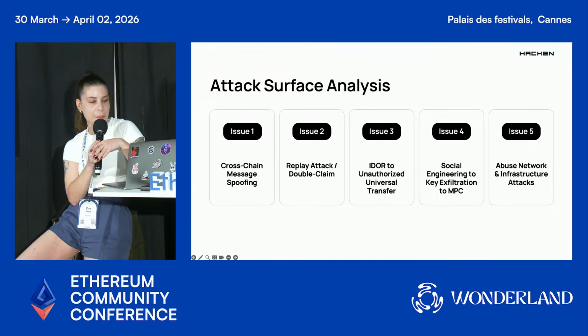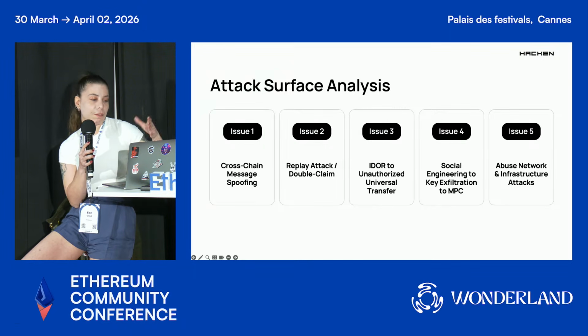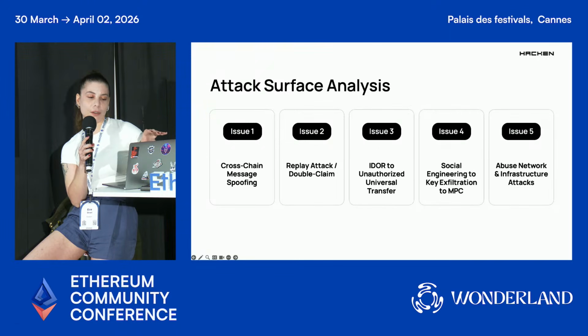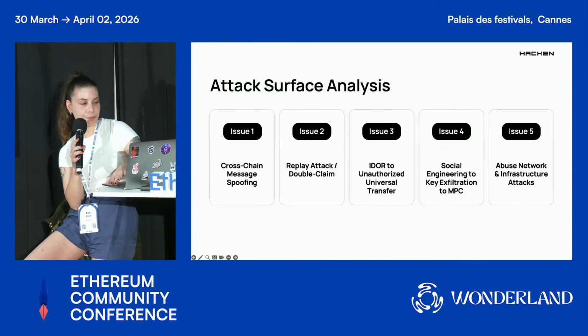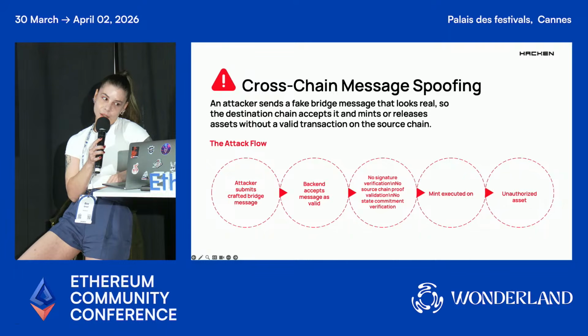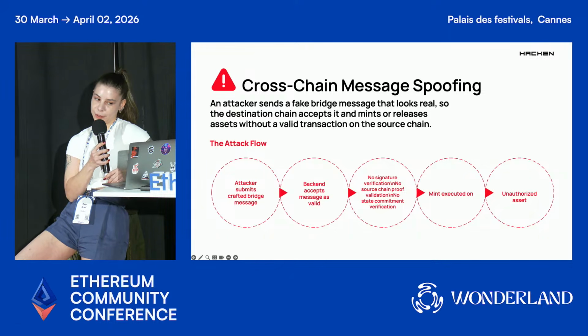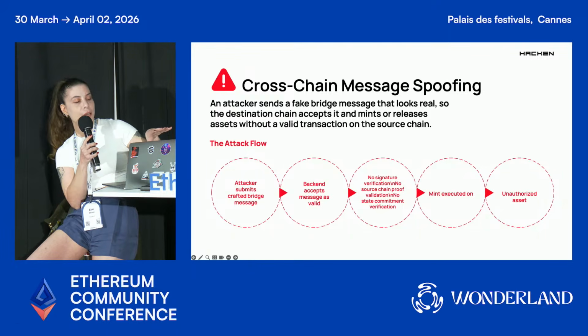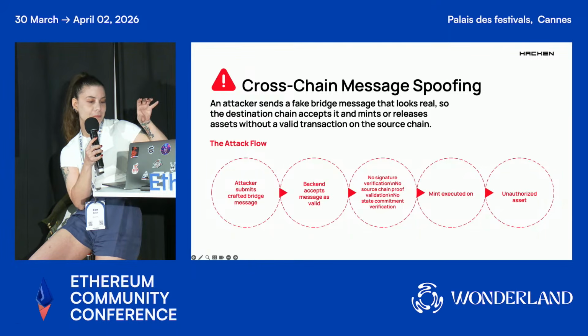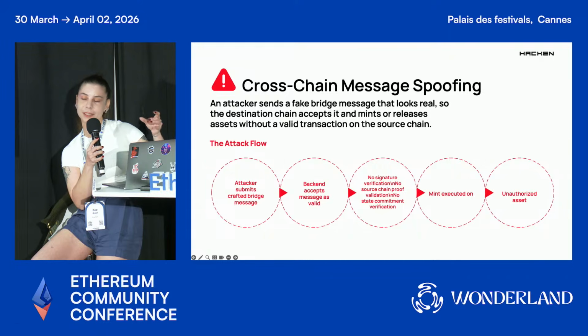And let's map the attack surface systematically. There are 5 issues here, and each one is positioned on the off-chain side, but they also affect the on-chain side directly. The first issue is cross-chain message spoofing. Here, every chain has a fundamental question that needs to be answered: did the lock actually happen on the other chain? Because an attacker sends crafted bridge messages, and the chain accepts them and releases assets without a real transaction on the source chain side. And look at the attack flow.